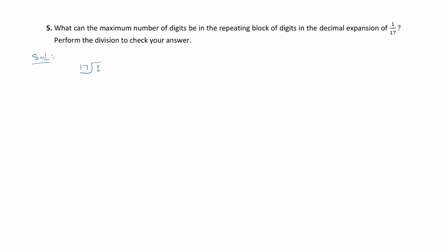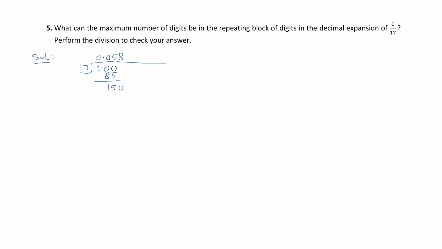So what will we get? 0, we will put the decimal and expand it. Again 0, we will expand it. So 17 fives are 85. What will be the remainder? The remainder will be 50. We will expand 0. So 17 eights are 136.